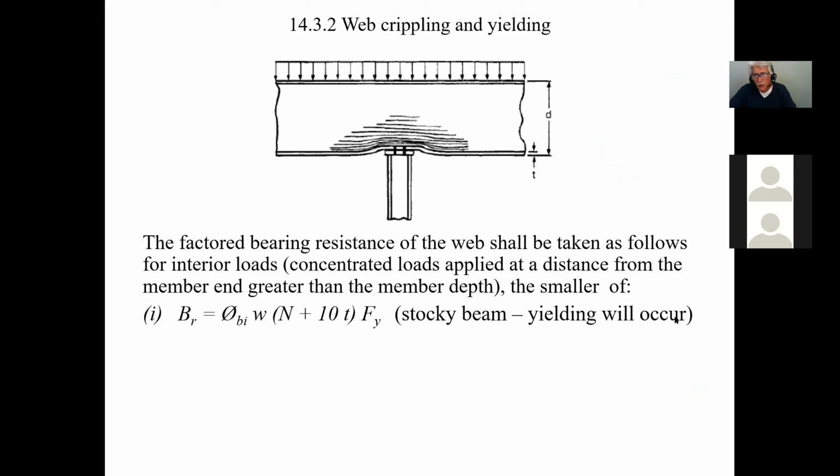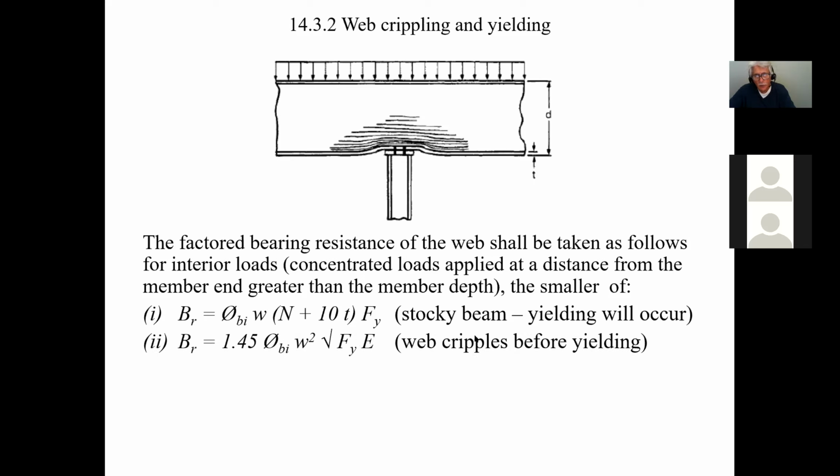A stocky beam yielding will occur. In other words, you'll surpass Fy and it would start yielding, and it will deform because now you're in the plastic range of the steel, and it will start shrinking down. Or the web itself is so thin it will start crippling, and here's the other equation. When it cripples, it's just like a thin sheet of paper. It's too thin and starts to crimple, and therefore it's going to start deforming. So you've got to check both. You've got to see whether it's this one or this one that governs. Of course, it's always the lesser of the two that's going to govern.